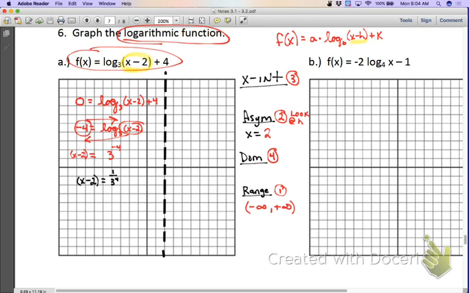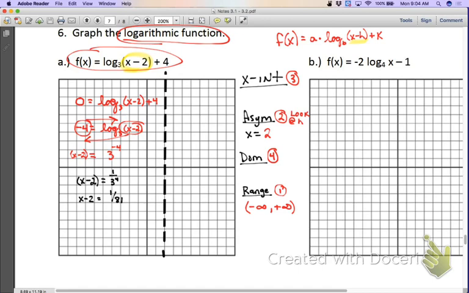Well, what is 3 to the 4th? What is 3 times itself 4 times? 81. So I have x minus 2 equals 1 over 81. Now, in this case, I wouldn't write it as a decimal. I would just leave it probably as a mixed number. You can write it as an improper fraction. It's really up to you. But the one thing I wouldn't do here is write it as a decimal.